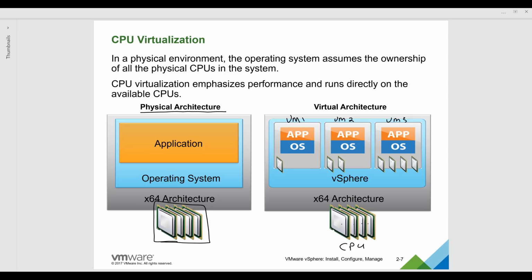So how does CPU virtualization work within a virtual architecture? CPU virtualization is not an emulation because the supported guest OS is designed for 64-bit processors. As you see right here, you have your 64-bit architecture built in already. With that design, the hypervisor allows the operating system to run natively on the host physical 64-bit processors, which you see right here, these 4 CPUs.